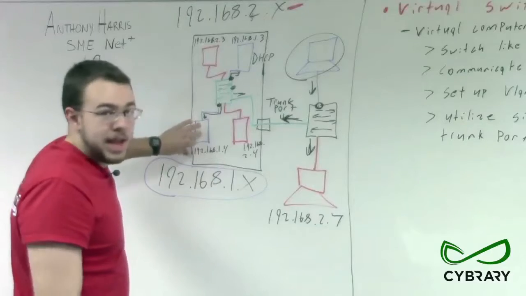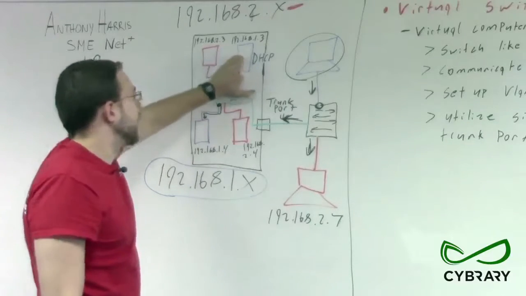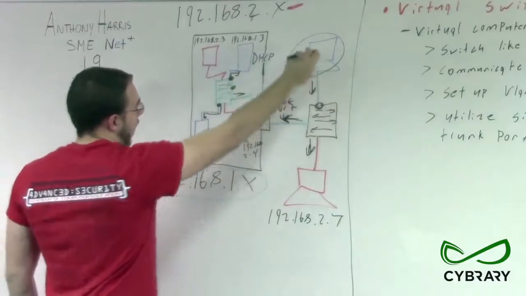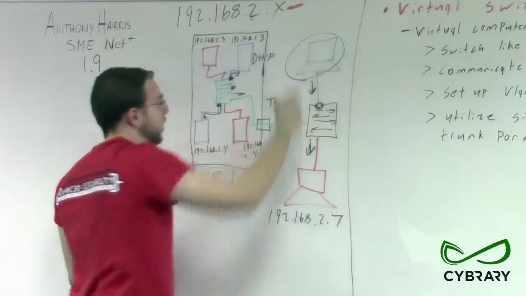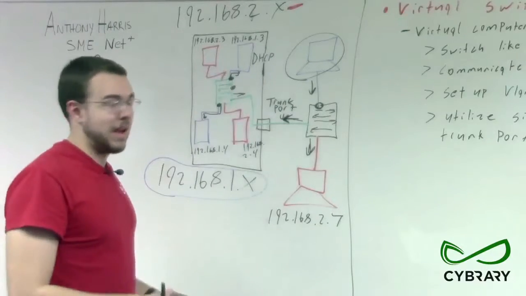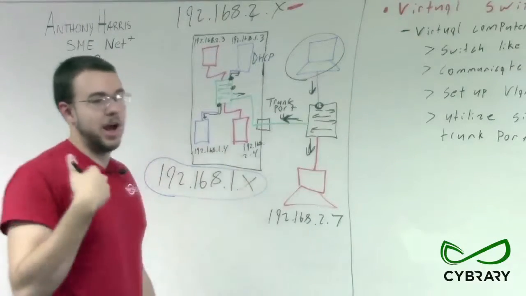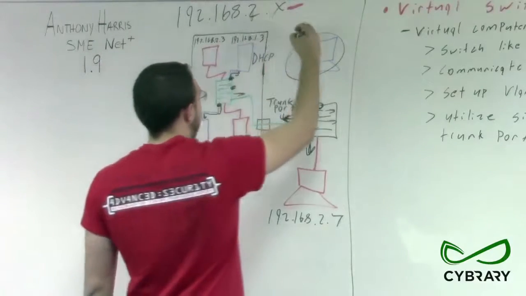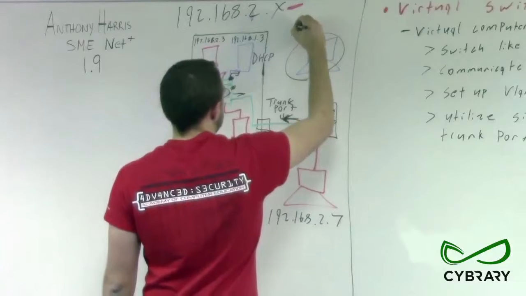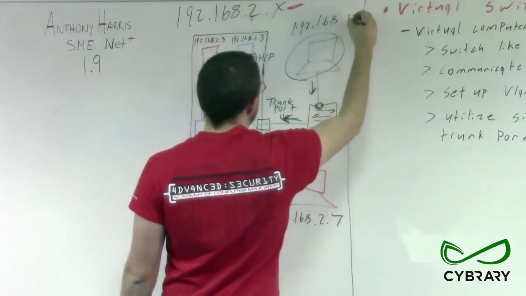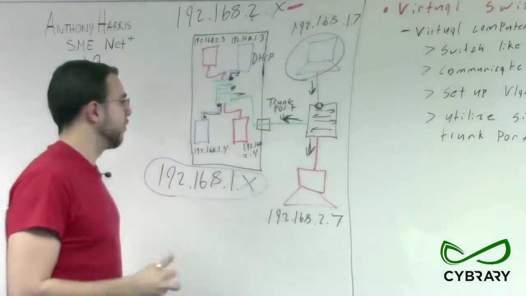192.168.1.4 does not perform DHCP. 192.168.1.3 does. So then it'll communicate back with our non-IP address computer here. It'll give it a DHCP offer, an IP address. Our computer will accept it, and then it'll assign it 192.168.1.7. That's the function of our virtual switches.